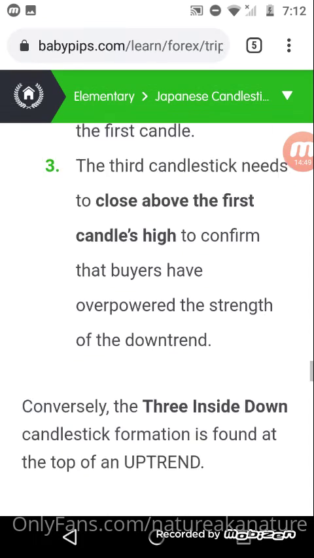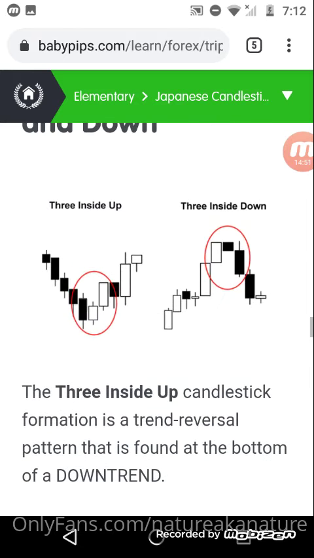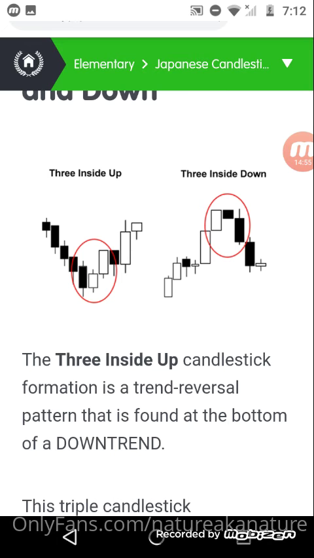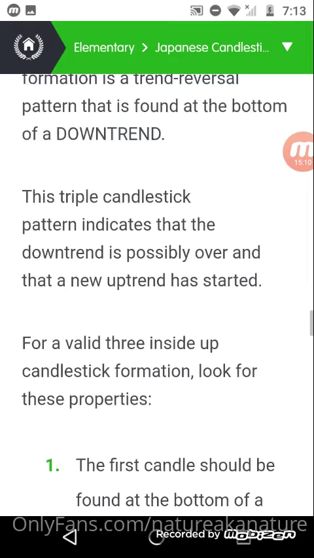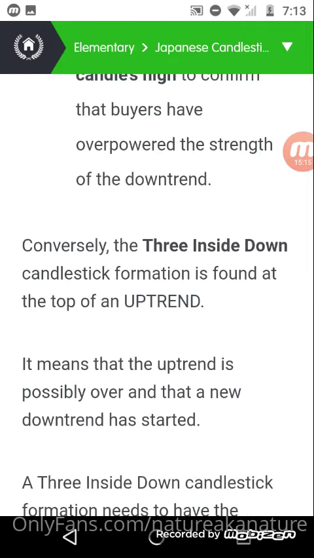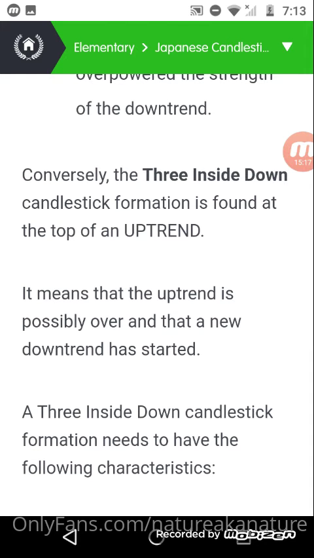The 3 inside down candlestick formation is found at the end of a trend, the end of an uptrend. It means that the uptrend is possibly over and that a new downtrend has started. So this 3 inside down formation needs to have the following characteristics. The first candle should be found at the top of an uptrend, so the first candlestick should be bullish, some type of white or green bullish candlestick.